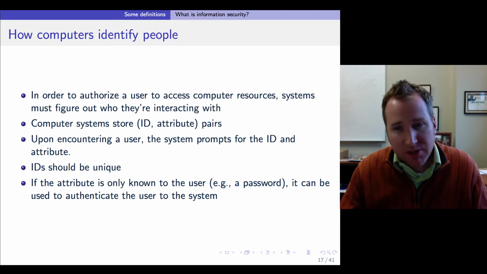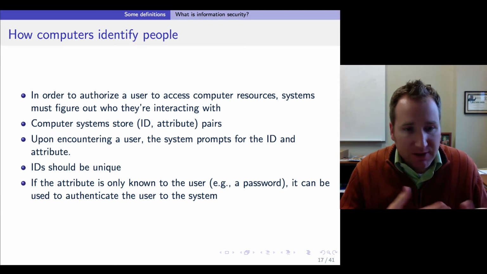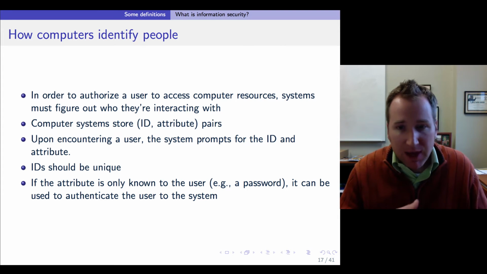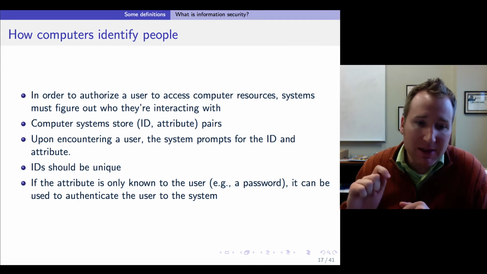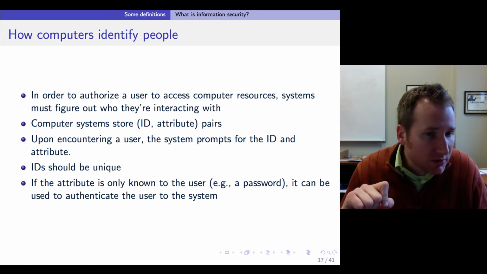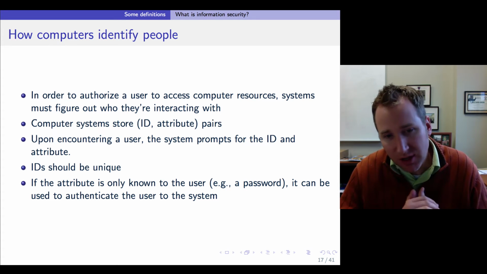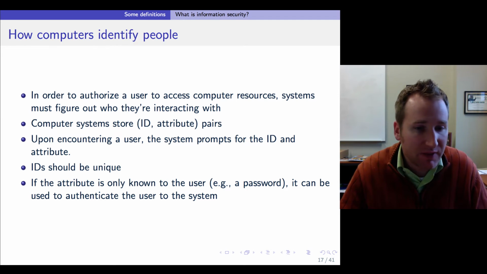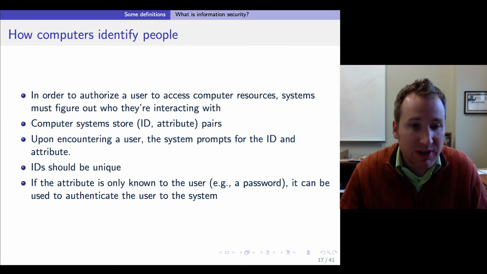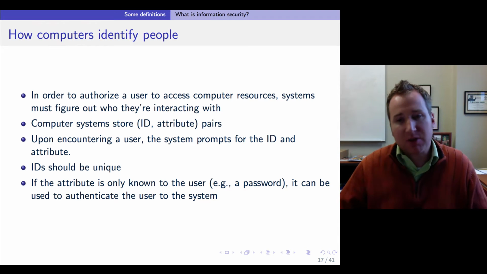Upon encountering a user, the system will ask the user for their ID and this attribute. This identifier should be unique, and the attribute can be used to authenticate the identifier. That only works provided that the attribute is known only to the user and nobody else. If that's the case, then it can be used to authenticate the user to the system. So if you have, say, a password that's associated with an identifier, and if that's kept secret, and the only person who knows it is the user associated with that identifier, then the password can authenticate the user.